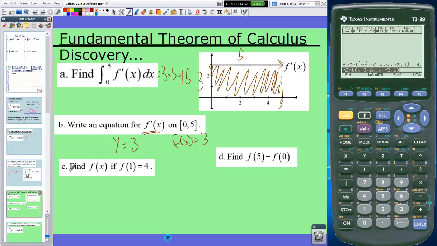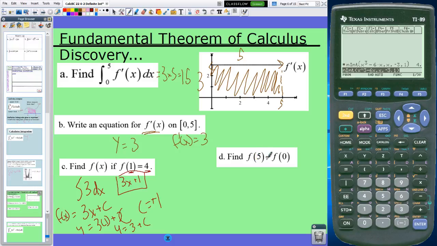All right, now find f of x if f of 1 equals 4. So I know f prime of x is 3. That means I need to integrate 3 dx. And so that's going to get 3x plus c. That means my f of x equals 3x plus c. So I've got to figure out my c. Well, I can use this f of 1 is 4 to figure out my c. And say 4 equals 3 times 1 plus c. So 4 equals 3 plus c. And that means my c equals 1. So f of x is 3x plus 1.